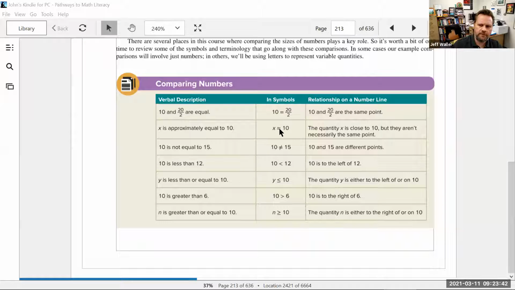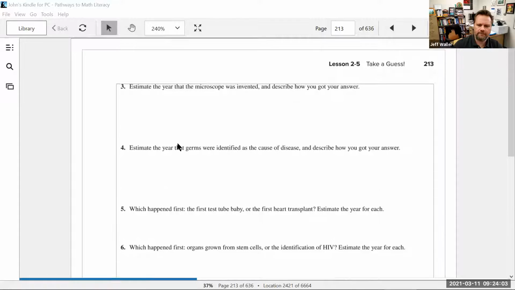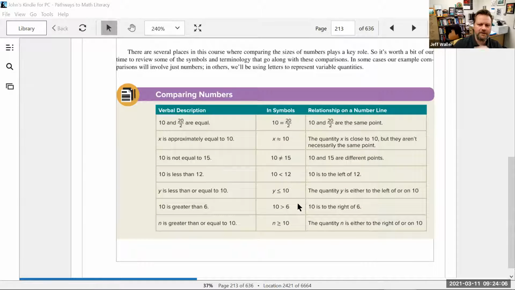Have you guys ever seen this symbol here? I might have used this before. The little squiggly equals looks like somebody dropped an equal sign and it got all bent. That means approximately equal to. And an equal sign with a slash through it means not equal to, that kind of makes sense.